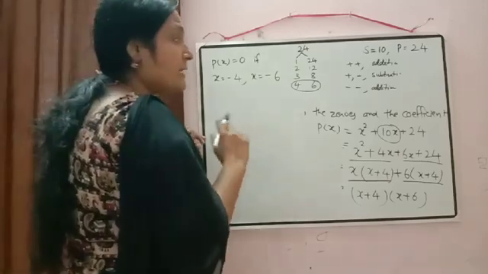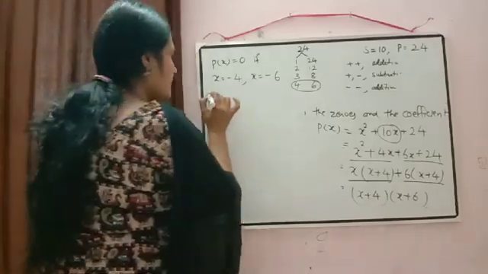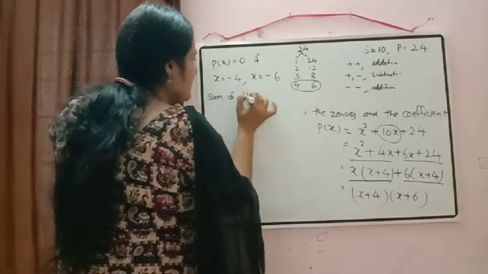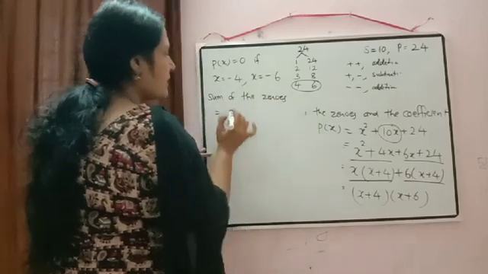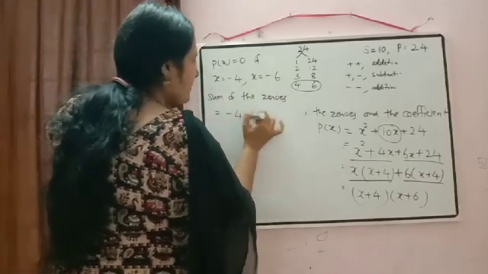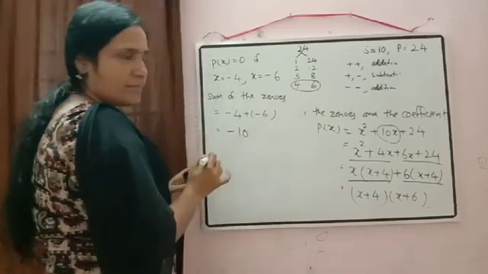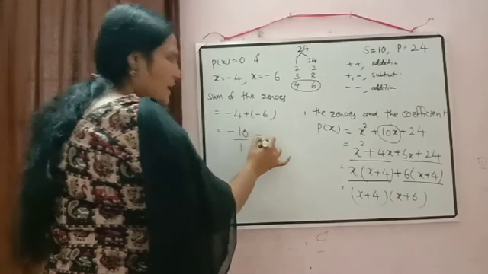Now we have to find the relationship between the zeros and the coefficients. Now just write down here sum of the zeros. Add the two zeros, what will come? Minus 4 plus minus 6 will be equal to minus 10. Minus 10 can be written as minus 10 by 1.